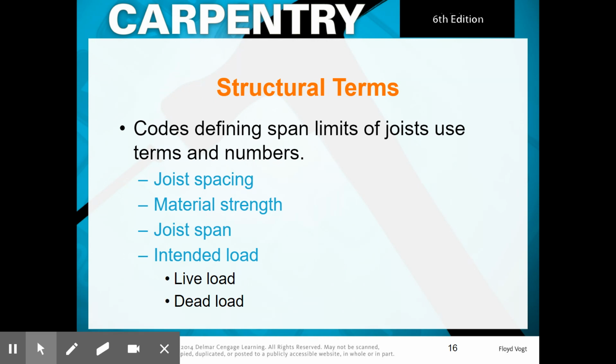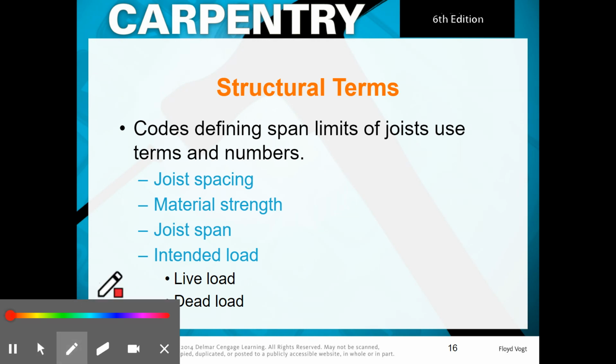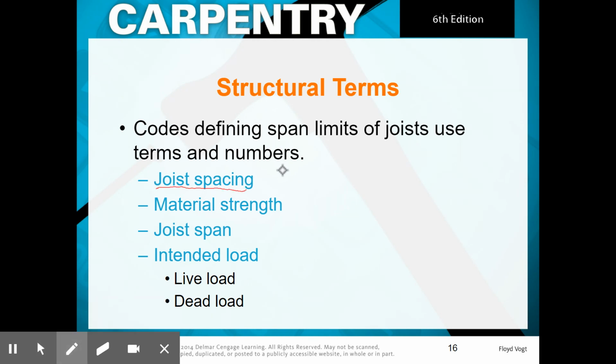So codes define span limits of joists using terms and numbers. They have joist spacing. Generally, this is 16-inch on center. It could change depending on the requirements of the floor. The joist span, same thing, that could change depending on the requirements of the floor. The material strength, that depends on the requirements of the floor. And all of those are determined by the intended load.